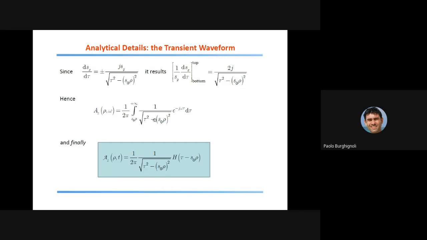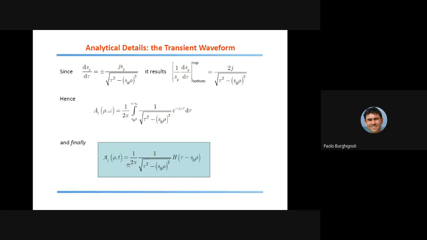And so you can read by inspection the time domain potential simply by looking at what's inside the integral, except, of course, from the Fourier exponential. What's inside the integral is 1 divided by 2 pi, and divided by also the square root of tau squared minus S0 rho squared. This is our temporal waveform.